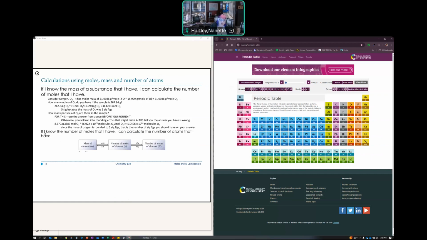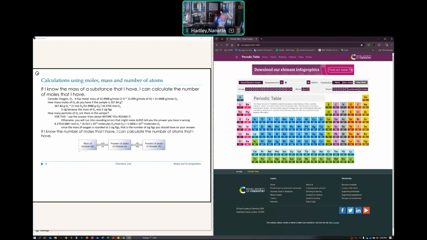So considering oxygen, oxygen is one of those things that's diatomic, right? So it doesn't exist by itself, it's O2. I have a molar mass of 31.9988 because oxygen on this table is 15.999, right? Then 2 times that is 31.9988 grams per mole. How many moles of O2 do I have?